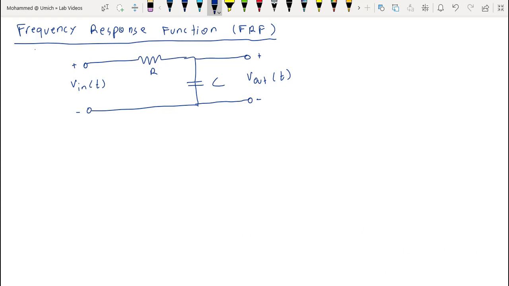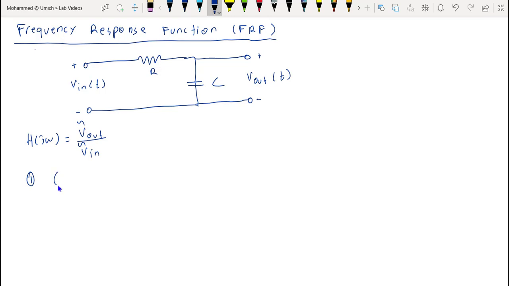Alright. The frequency response function H(jω) of a circuit is defined to be the output phasor, V out, divided by the input phasor, V in. I'm going to compute this H(jω) for the RC circuit.